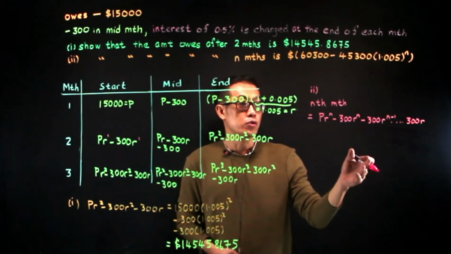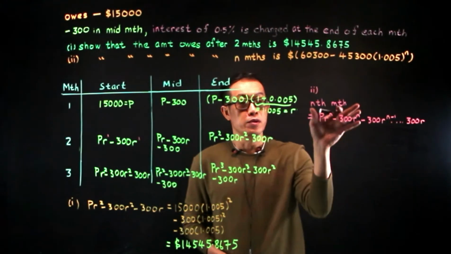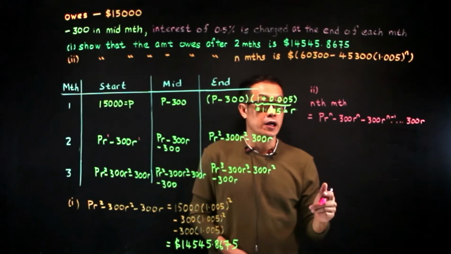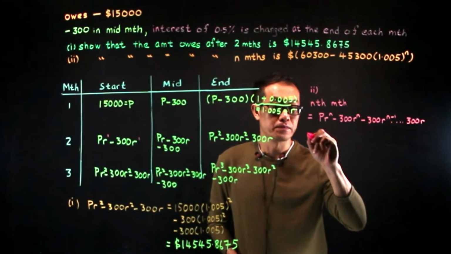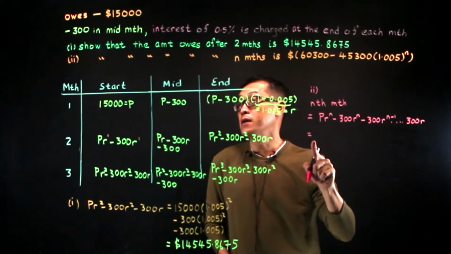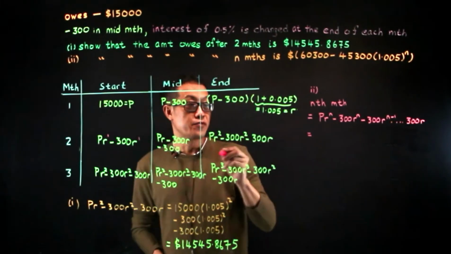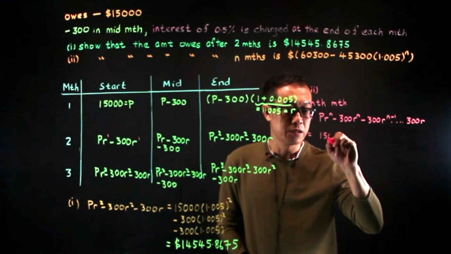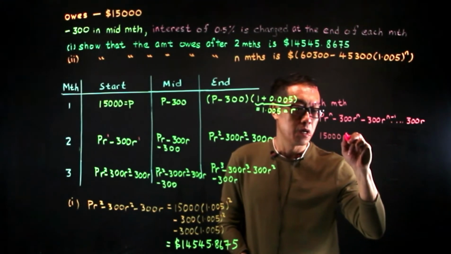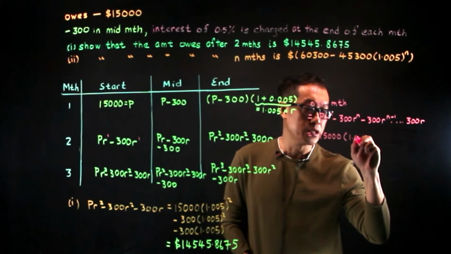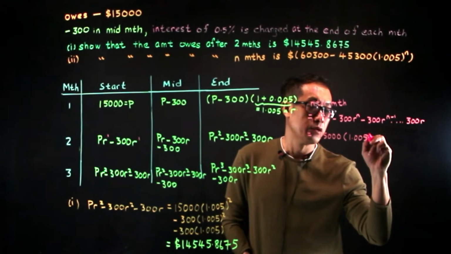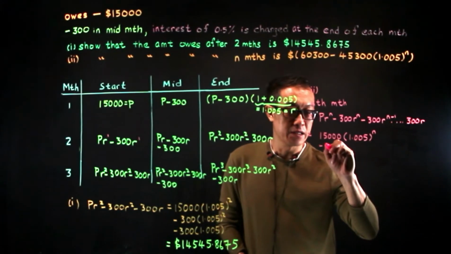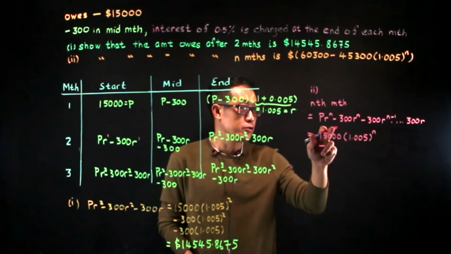Now, what we need to do is just substitute the various values for P and R. All right, so let's do that. So what is P? P is 15,000. So I have 15,000. R is 1.005 to the power of n minus. Now this part, what is this?